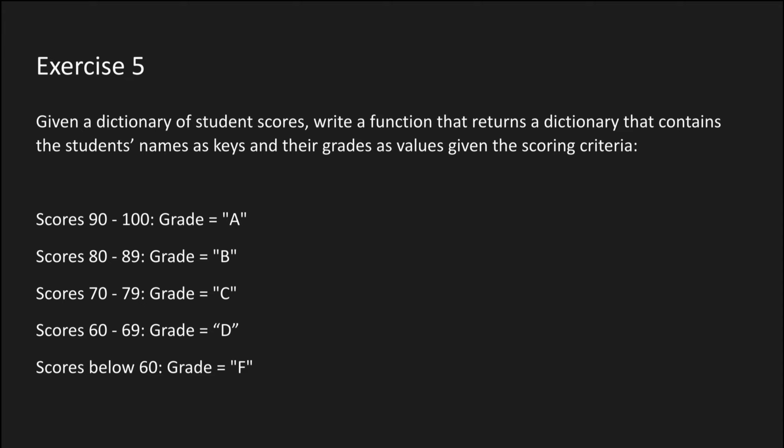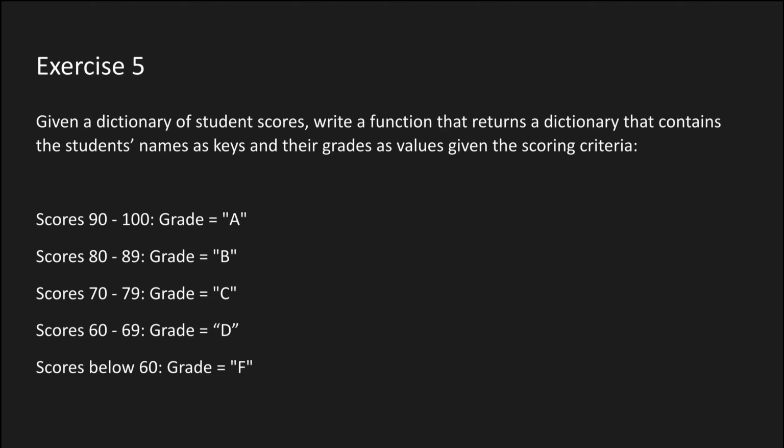Given a dictionary of student scores, write a function that returns a dictionary that contains the students' names as keys and their grades as values, given the following criteria. So a score of 90 to 100 is an A, 80 to 89 is B, and you can look at the rest here. So we're essentially just taking these number grades and making a similar dictionary, except instead of numbers, we are using the letter equivalents. So convert grades, this will take in the scorebook.